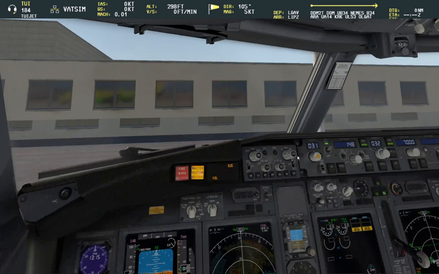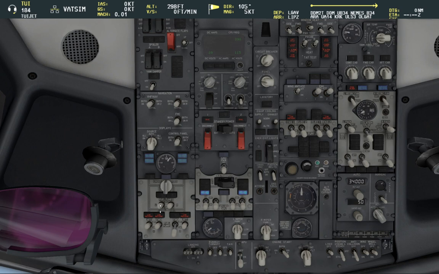Let's prepare the overhead panel for our startup. So we need fuel pumps, because we have the center tank partially filled as well. Pack off. And we can start engine number 2.